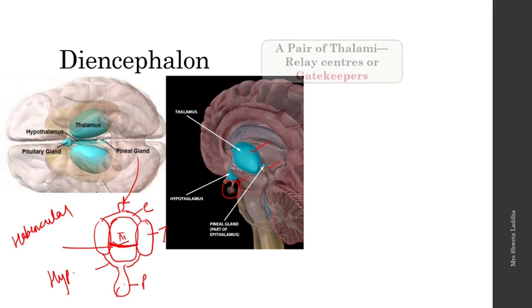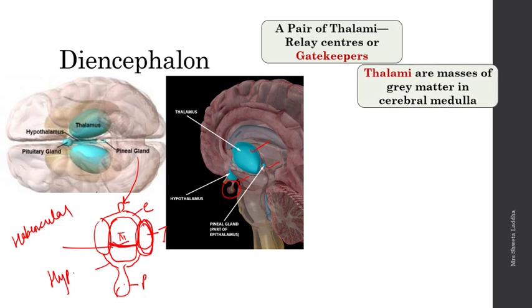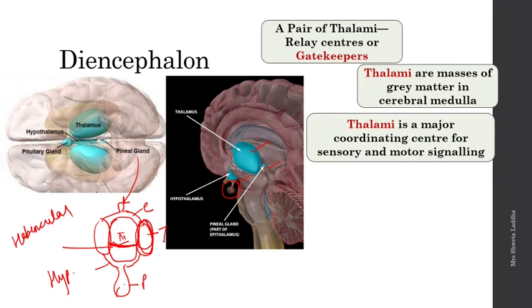These pair of thalami act as gatekeepers, relay centers. They decide which message should go on priority basis to the cerebrum and which should not. They are masses of gray matter in the cerebral medulla. They are made up of gray matter and are present in the medulla. The thalami are the coordinating center for sensory and motor signaling to the cerebrum.